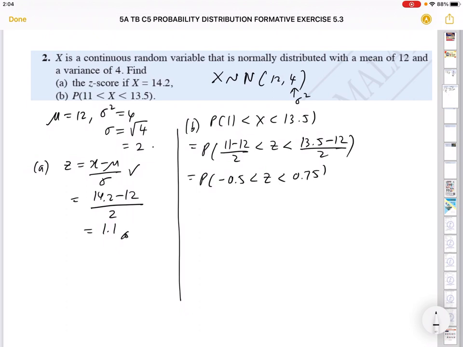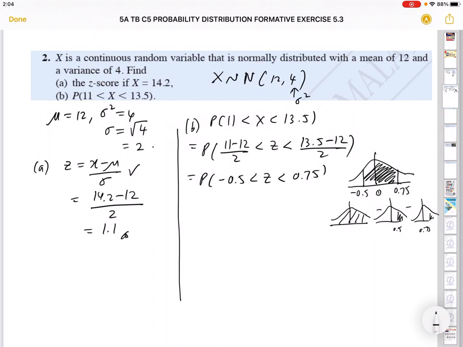Now, if I were to sketch this diagram, negative 0.5 is on the left hand side, 0.75 is on the right hand side, so this area is in between. And every time your area is in between, you need to use 1 minus. Now the negative 0.5 is on the left, you have to flip it over to the right. Sorry, my diagram is a bit too small. So we use 1 minus P(z greater than 0.5) minus P(z greater than 0.75).